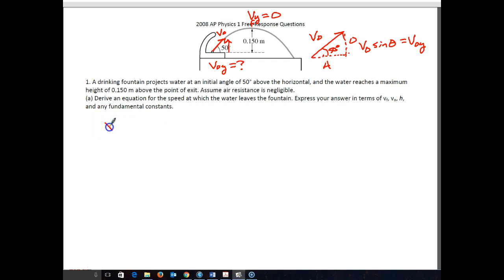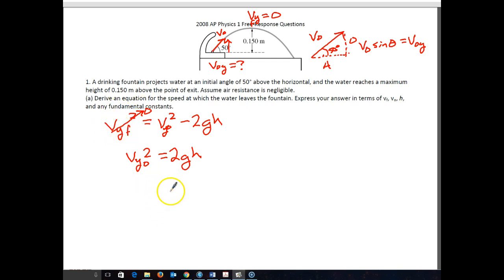Let's start with an equation. We know that the final velocity in the y, squared, is equal to the original velocity in the y squared minus 2 times gravity times height. That's one of those kinematic equations that we used earlier. We know that the final velocity in the y, we said earlier, was 0. So this goes to 0, and now our equation is the original velocity in the y squared is equal to 2 times gravity times height.